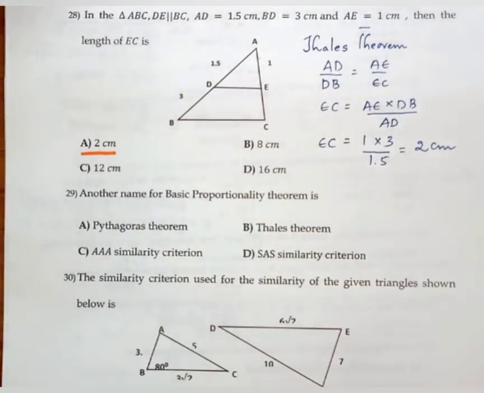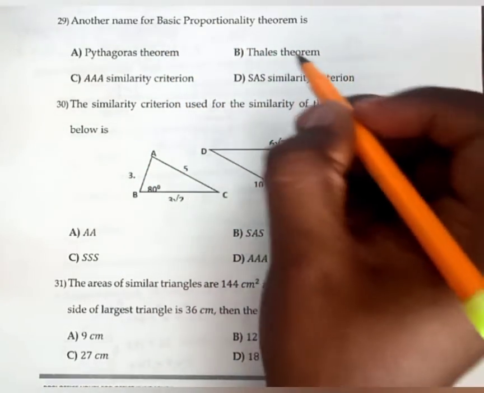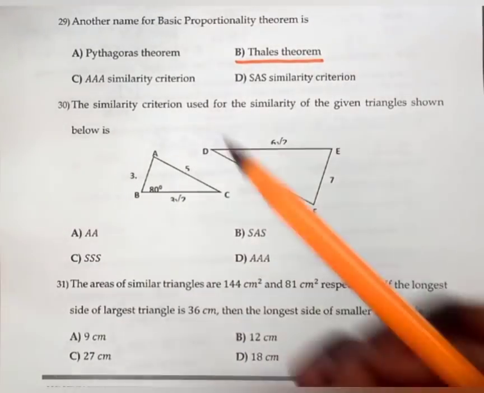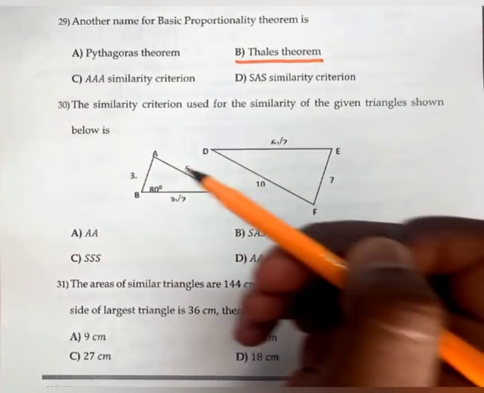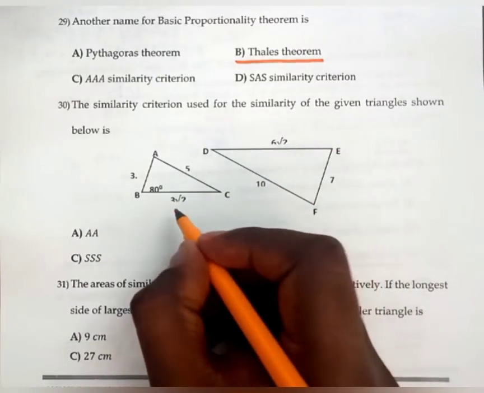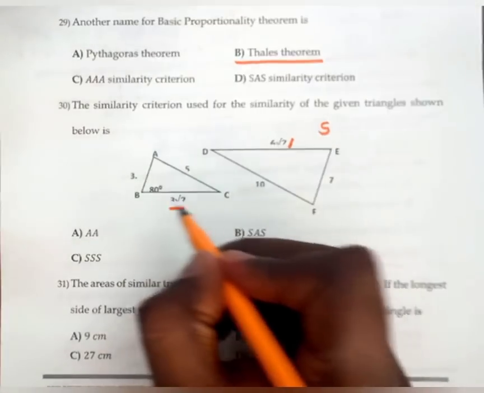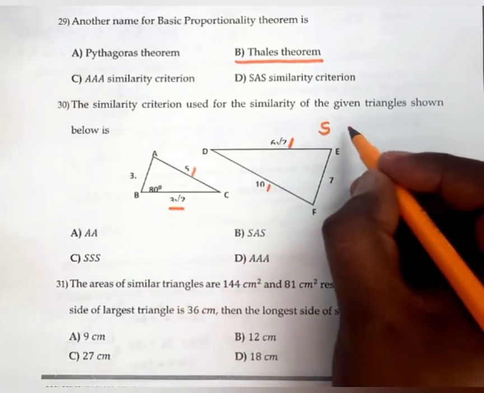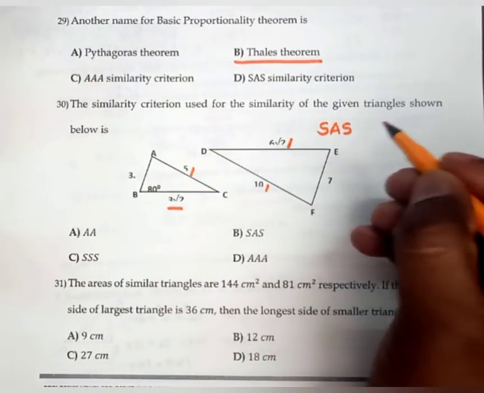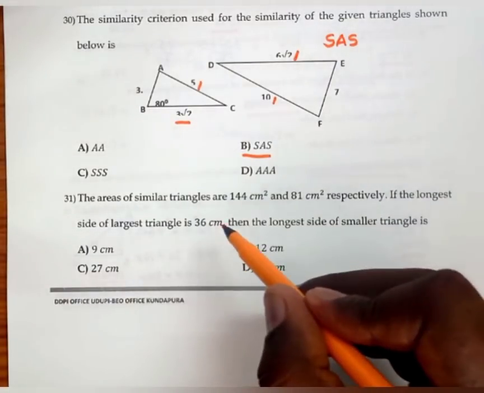Now moving to question number 29. Simple and direct question. Another name for basic proportionality theorem is Thales theorem. Question number 30. The similarity criteria used for the similarity of the given triangles are, if you check, two sides are in proportion and one angle is equal. Therefore, the similarity criteria is SAS, that is side angle side.